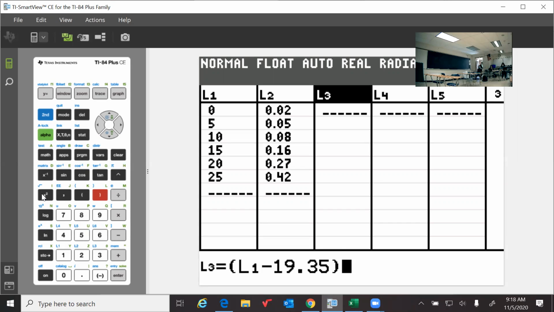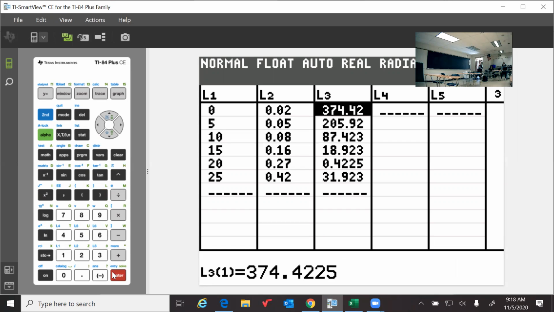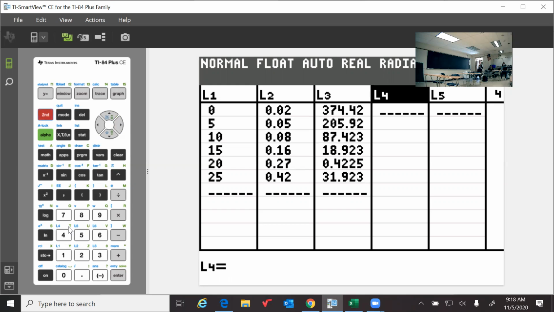The reason we're squaring it is because if we added them up, they would come to 0. We push enter. We get those values. We're going to multiply those values times the probability. The probability is in list 2. So I go over here, go to the top of list 4 and say second 3, what I just got, times list 2.